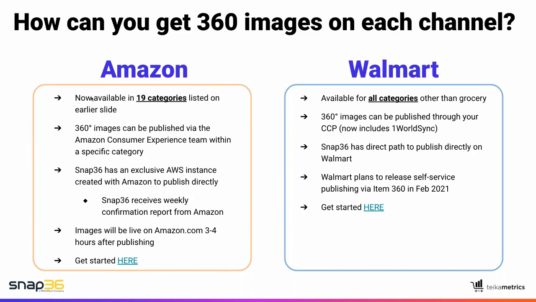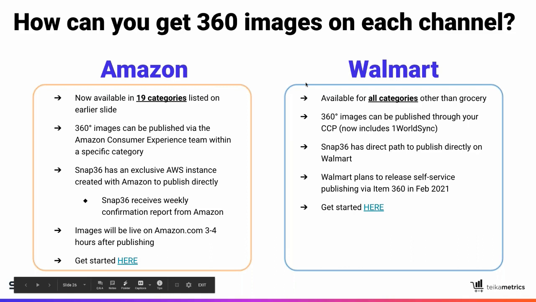And again, we'll be sharing this. Now available on 19 categories on Amazon. You can go look at the previous slide that walks through those. 360 images can be published by the Amazon customer experience team, or Snap 36 has an exclusive way to access these, to push them directly. Images take about 3 to 4 hours to go live. If you want to get started, you can go there.